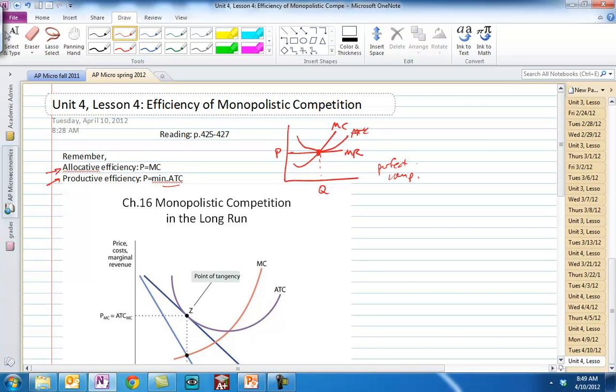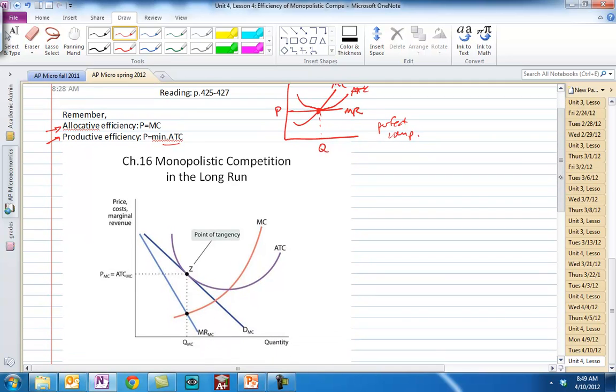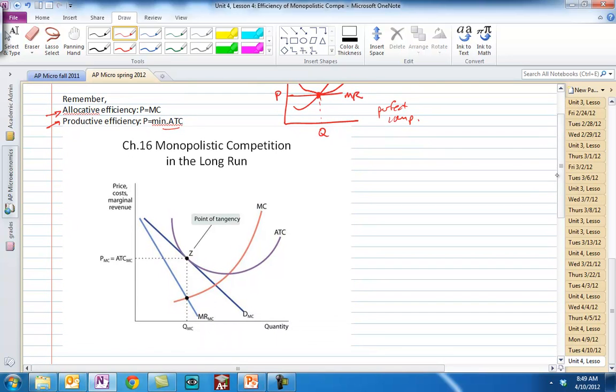So let's look at this comparison. We did a comparison with monopoly when we studied monopoly. Let's look at the comparison with monopolistic competition. And as you can probably guess, since the graphs look kind of the same, monopolistic competition is not going to meet these efficiency qualities either. So we're just going to talk through a little bit about how we can show that on a graph and why that is in conceptual terms.